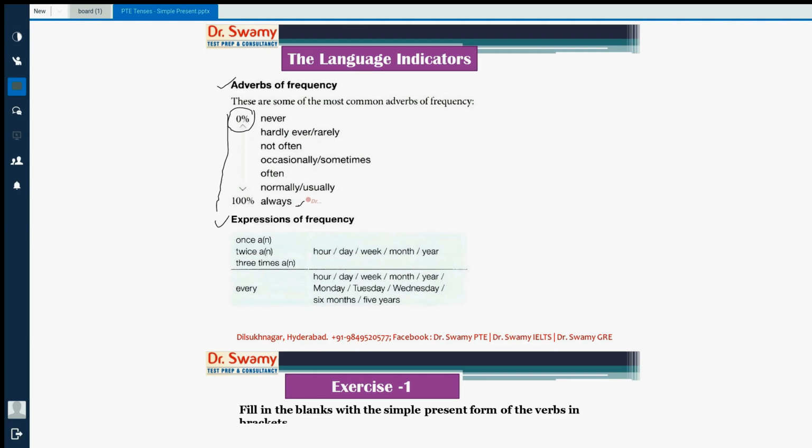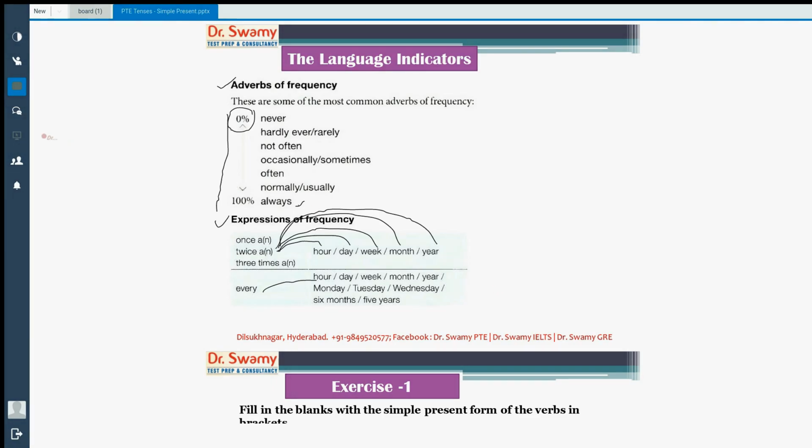So the frequency can be given a rate of 0%, then hardly ever, slightly more than that, and then always being the other side of the continuum, where if you say "I always read the newspaper," it is 100% you do it. Other expressions are once an hour, once a day, once a week, once a month, once a year, twice an hour, twice a day, twice a week, twice a month. Every hour, every day, every week, every month, every year. So depending upon the frequency of the action, you can use respective adverbs of frequency or expressions of frequency.